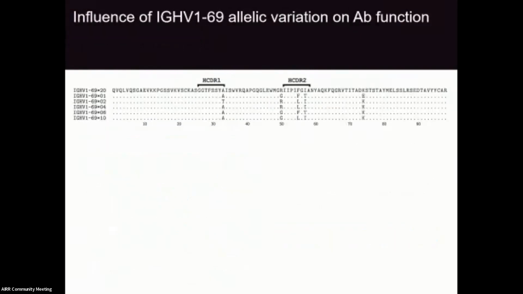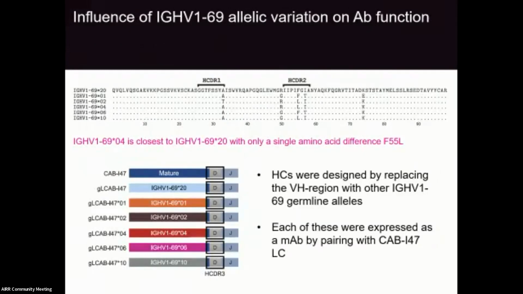So Praddy looked at the most common IGHV1-69 alleles. There are many, as I said, but we took the most common ones in the population. Again, we looked at various studies and decided to look at *01, *02, *04, *06, *10, and *20. We made antibodies where we reverted the V gene to all of those germline alleles so that we could look at the impact of allele usage in the context of this antibody.